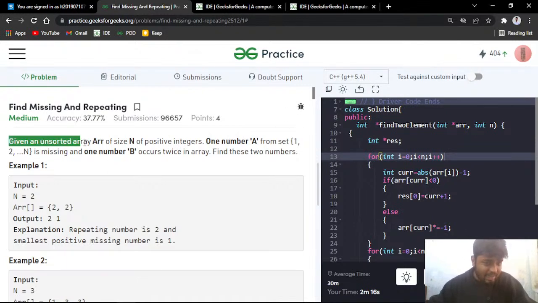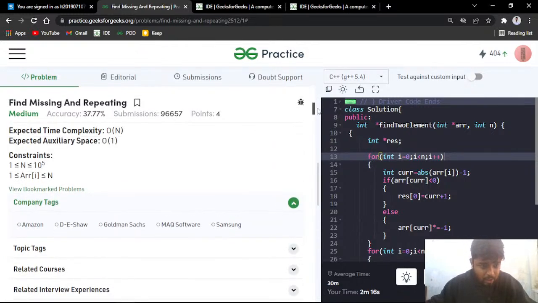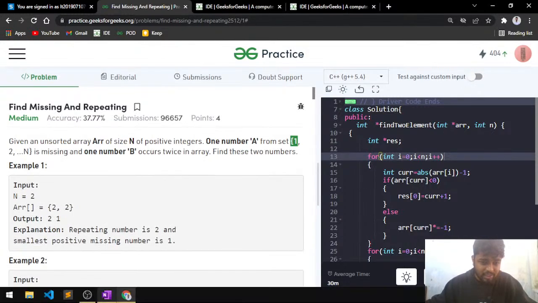So you'll be given an unsorted array, an array which is not sorted, and in that array a particular number will occur more than once, and a particular number will occur less than once, and all the numbers will be from the range 1 to n. All the numbers in the array will be from the range 1 to n.